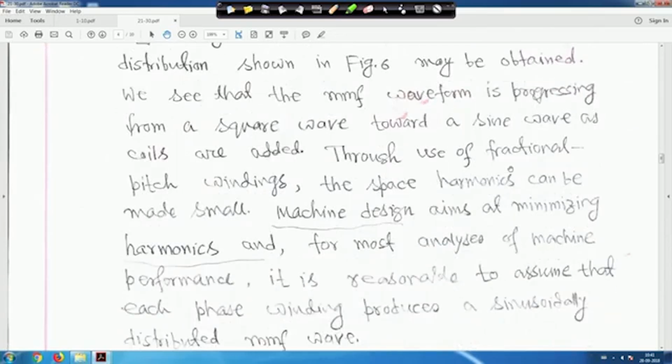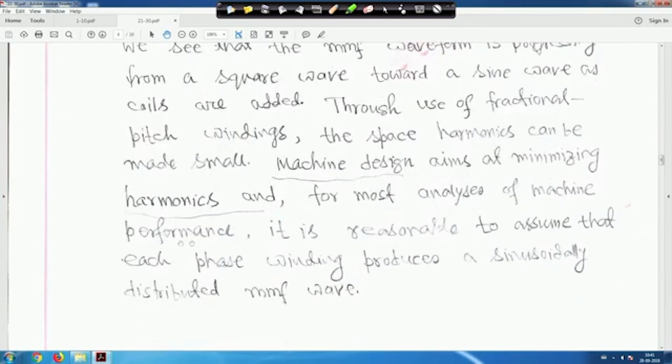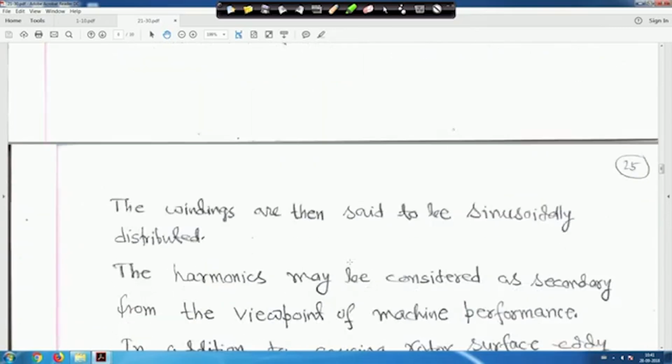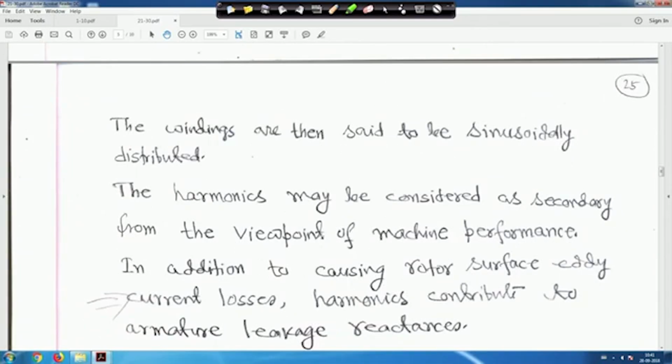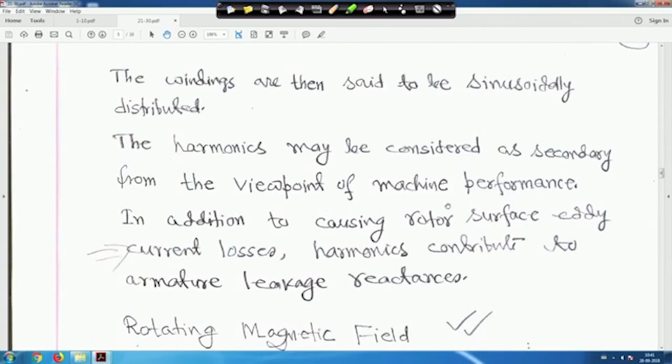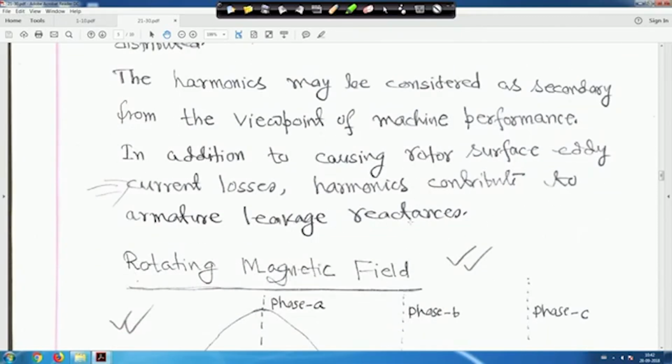Through the use of fractional pitch windings, the space harmonics can be made small. Machine design aims at minimizing harmonics, and for most analysis of machine performance, it is reasonable to assume that each phase winding produces a sinusoidally distributed MMF wave, right? So the windings are then said to be sinusoidally distributed. The harmonics may be considered secondary from the viewpoint of machine performance. In this course, we will not study harmonics and other things, but in the beginning, something we have to discuss, right? In addition to causing rotor surface eddy current losses, harmonics contribute to armature leakage reactance also, right?